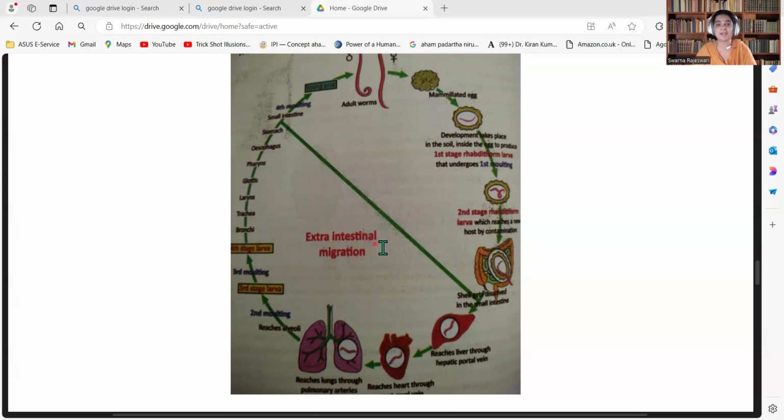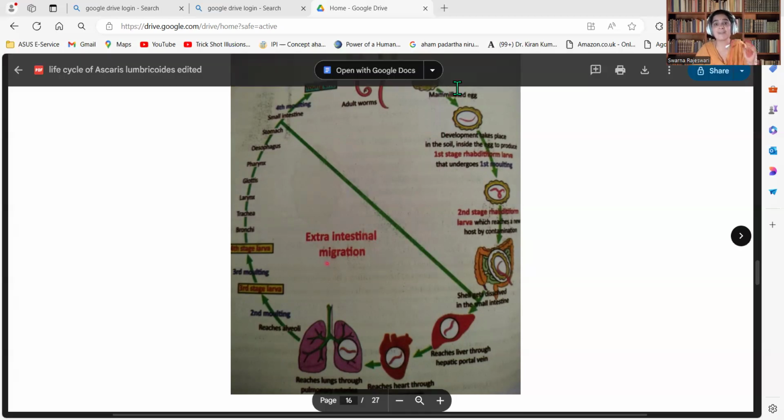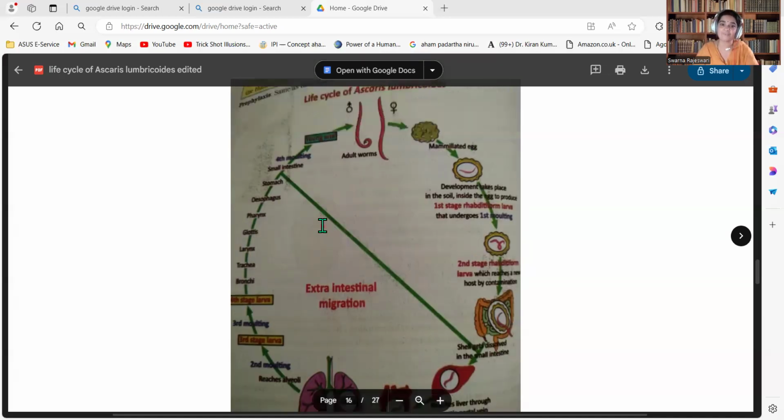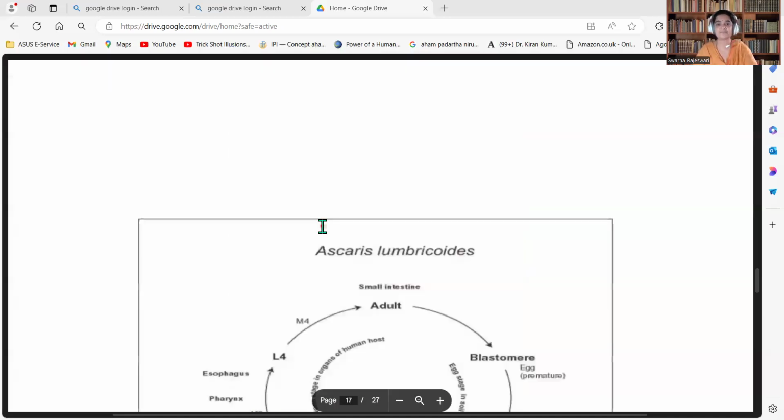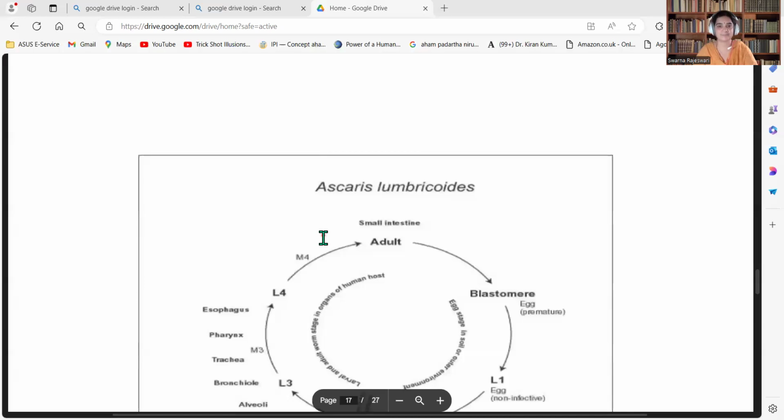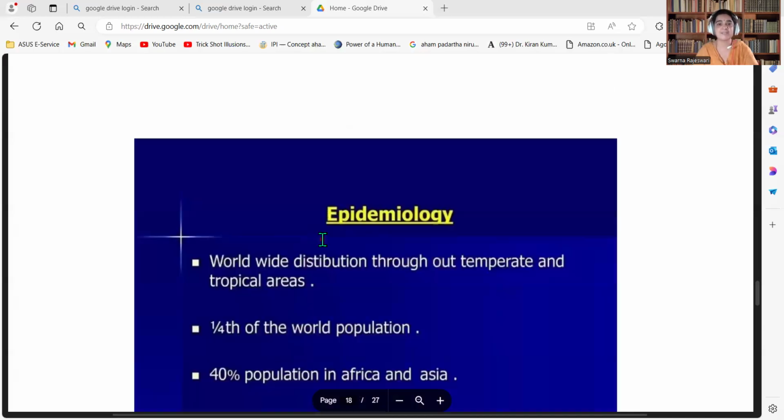So these are the important words which you have to describe in your long answer. That is mainly these: extraintestinal migration, mamillated eggs, and the Rhabditi form larva, which completes the life cycle of Ascaris. So this is about the complete life cycle of Ascaris lumbricoides. Okay. So the same is here.